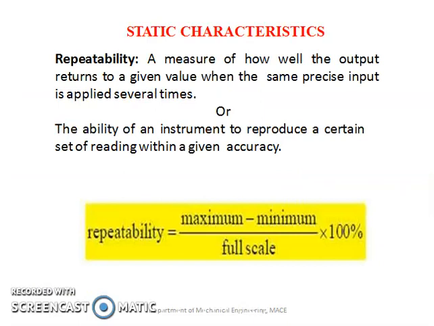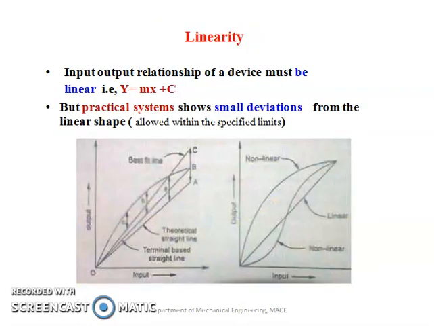Next is repeatability. It is the ability of an instrument to reproduce a certain set of readings with a given accuracy when same precise input is applied several times. Next is linearity. Linearity means how well the input-output relationship of an instrument follows a straight line. That is, if you plot an input versus output graph, if the instrument is linear, it will follow a straight line. Usually we prefer a linear instrument, but in practical systems it will show some deviations as you see in the graph.